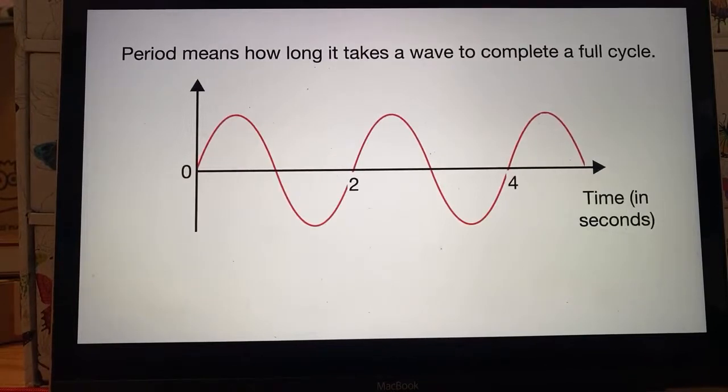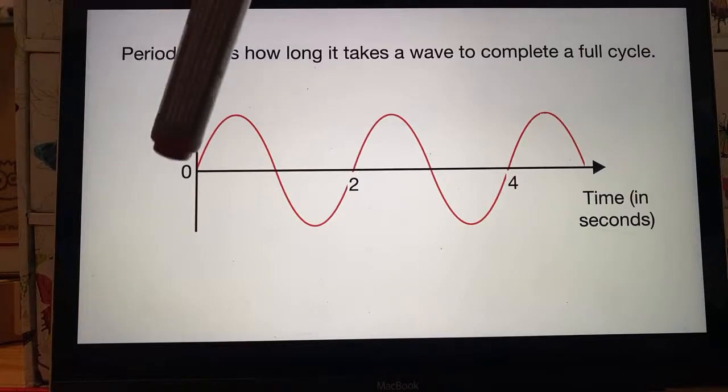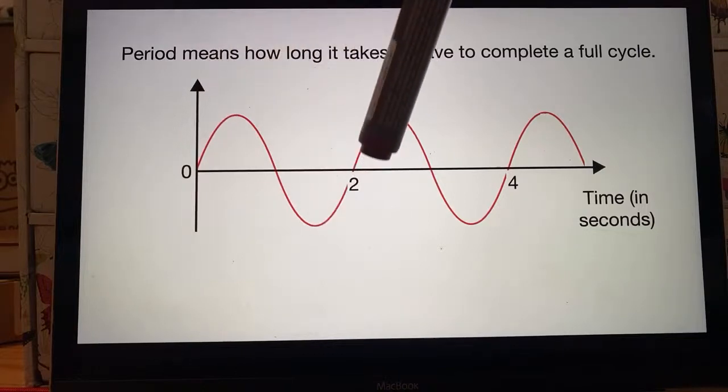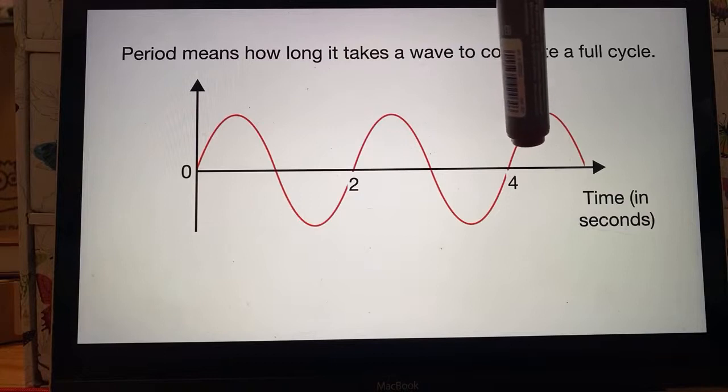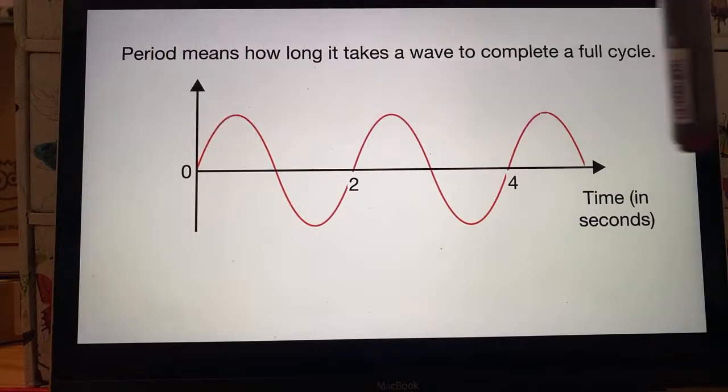Period. Period is how long it takes a wave to complete 1 full cycle. So again, here we've got a wave going all the way up, all the way down, all the way up again, and that's after 2 seconds, and then it goes all the way up, all the way down, all the way up, and then that's after 4 seconds. So we've got another x-axis here where the time is in seconds.